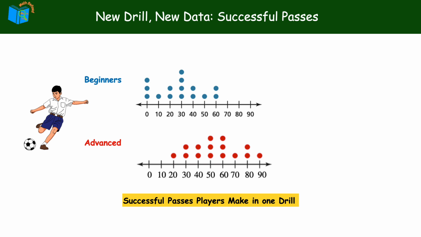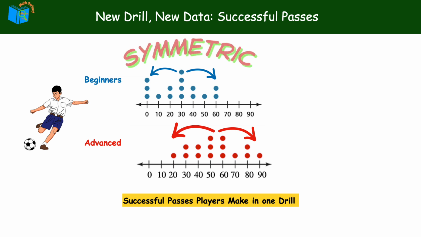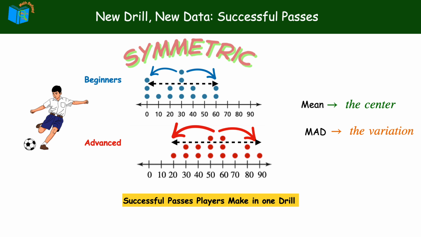What do you notice first? The dots are fairly balanced on both sides of the center. Nothing is stretched way out to one side. That tells me this data is approximately symmetric. And when data is symmetric, we have to adjust our strategy. Instead of using the median and the IQR, we use the mean to describe the center, and the MAD, the mean absolute deviation, to describe the variation or how spread out the data is.